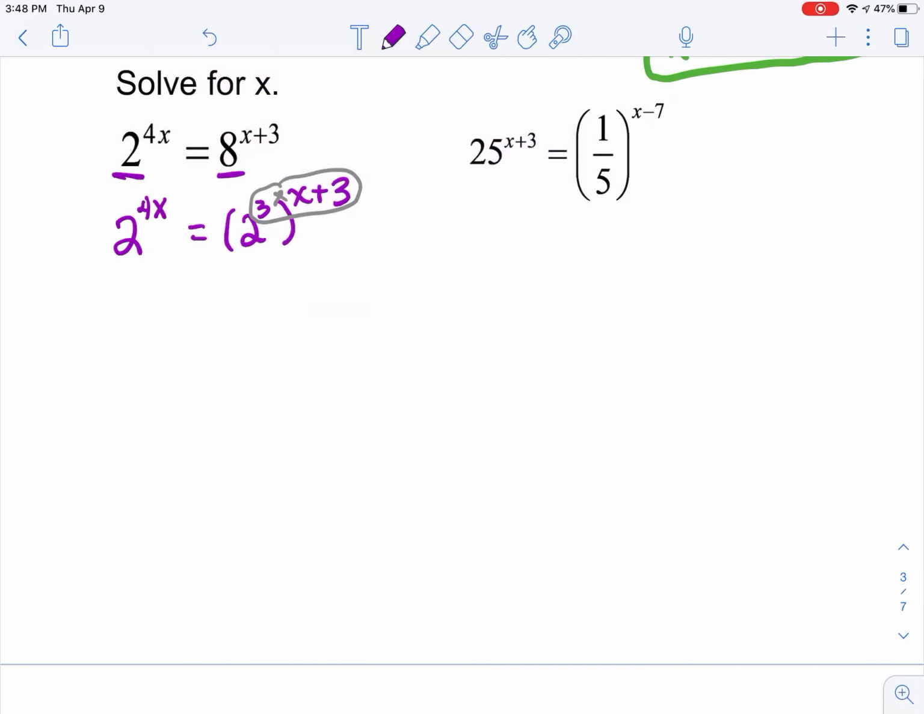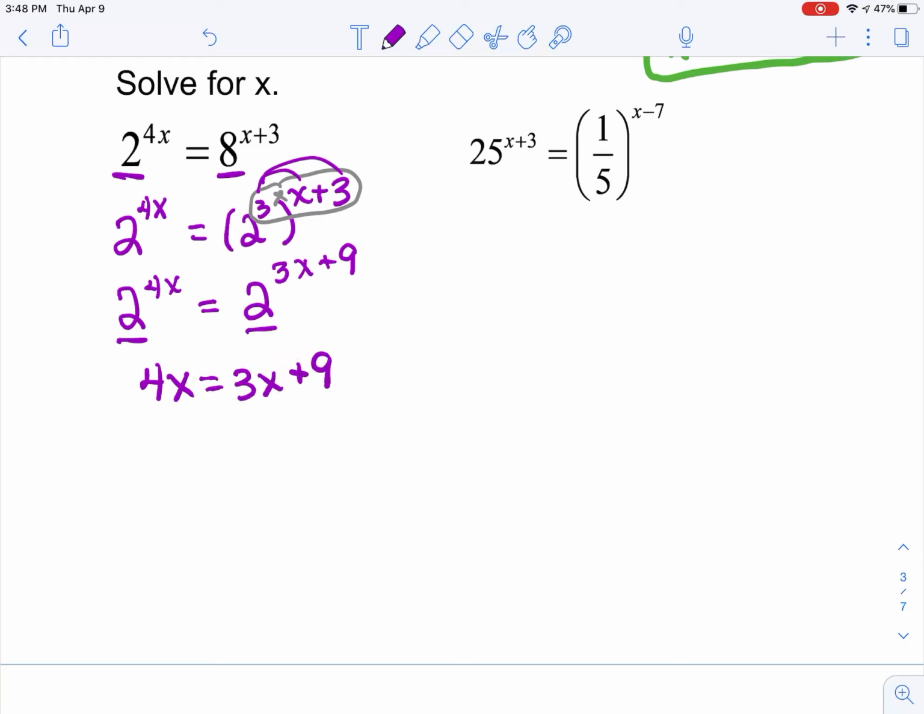We have to multiply. So I'm going to have 2 to the 4x equal to 2 to the, and I'm going to have to distribute 3x plus 9. Since my bases are the same, I'm going to set my exponents equal to each other. So 4x equals 3x plus 9. Subtract 3x, subtract 3x. X turns out to be 9. And that's our answer.